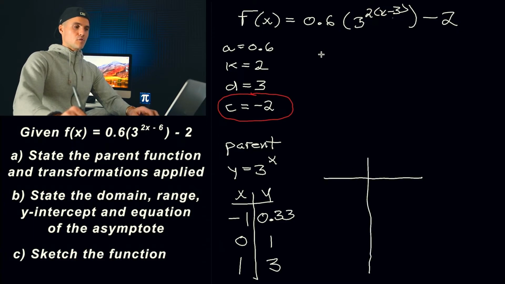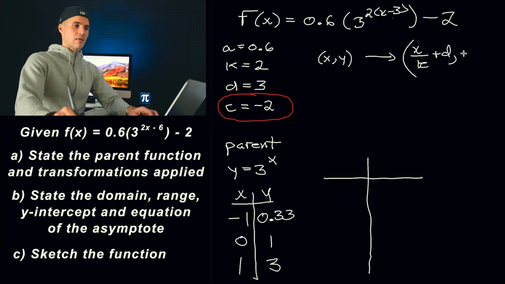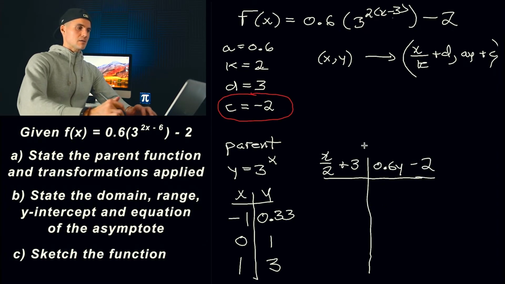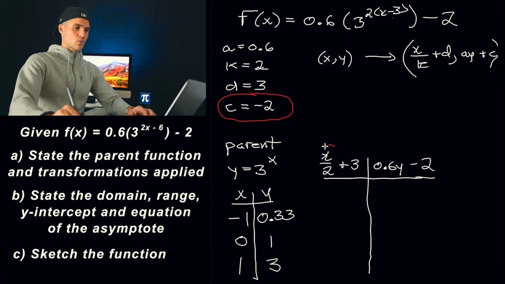Now remember, if you have a parent function that has the points x and y, how do we transform those points? Well, we take the x values divided by the k value and add d, and then the y values we multiply by the a value and then add c, like that, right? So in this case, we're taking the x values, dividing by 2, and then adding the d value of 3. So let's write that, x over 2 plus 3, and then the y values, multiplying by the a value, subtracting 2, like that.